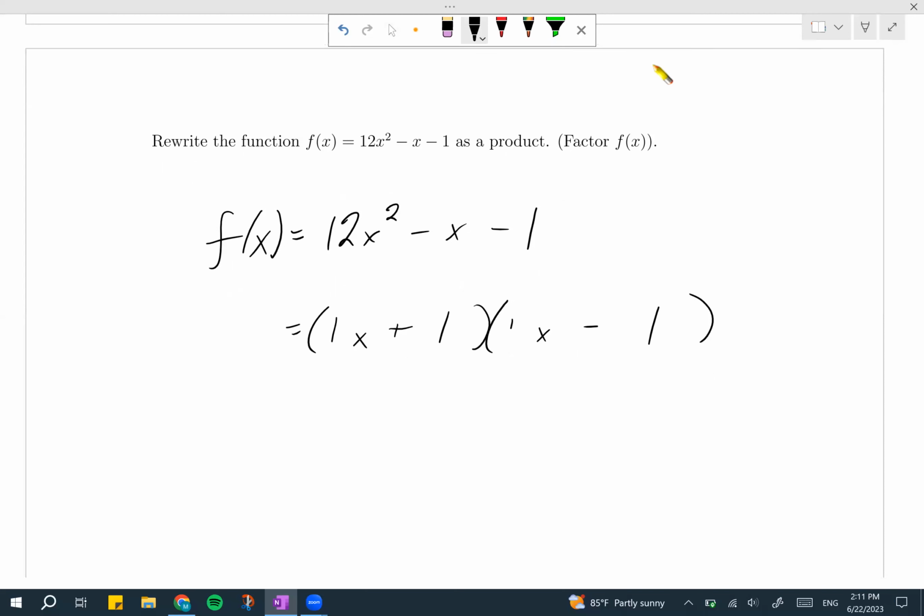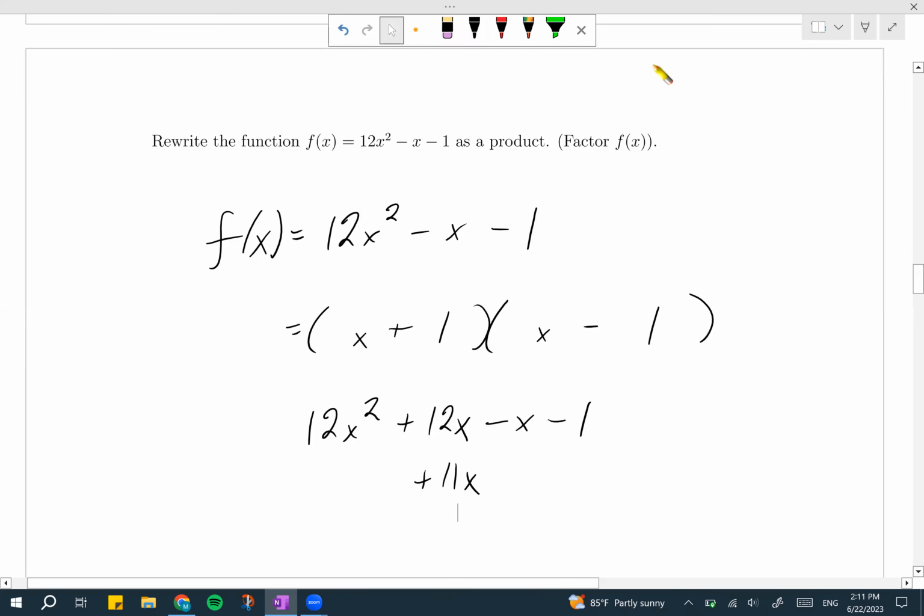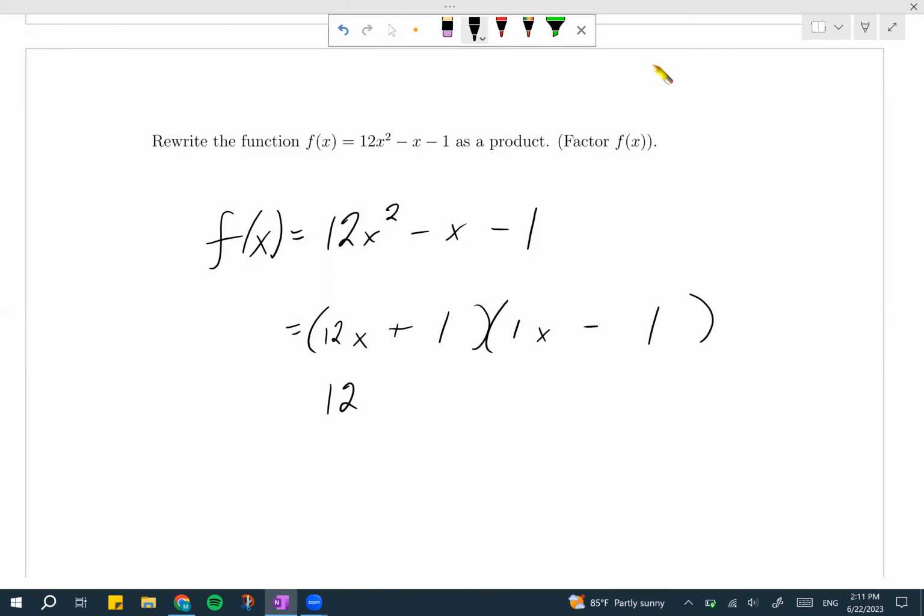So if we did 1 and 12, when we FOILed this, we would get 12x squared. Okay, that's good. Plus 12x minus x minus 1. This would be plus 11x. Alrighty, so that doesn't work. Alrighty, what if we did 12 and 1? We just flipped it. Alrighty, when we FOIL it out, we're going to get 12x squared minus 12x plus x minus 1. This would give me minus 11x on the inside. So that doesn't work either.